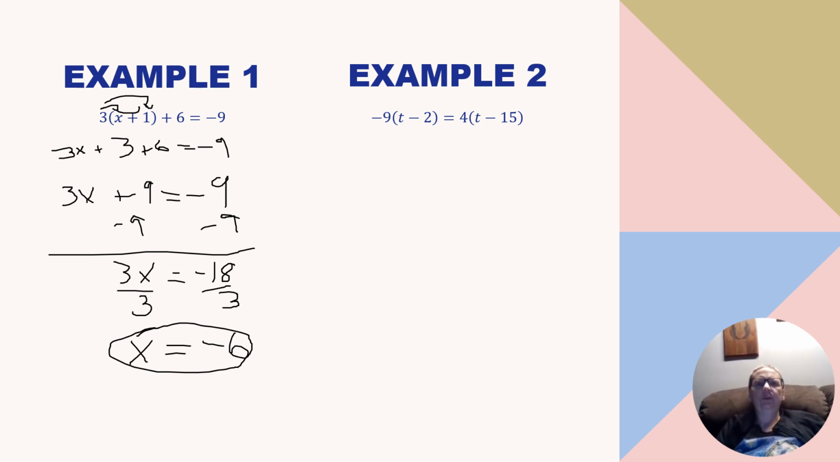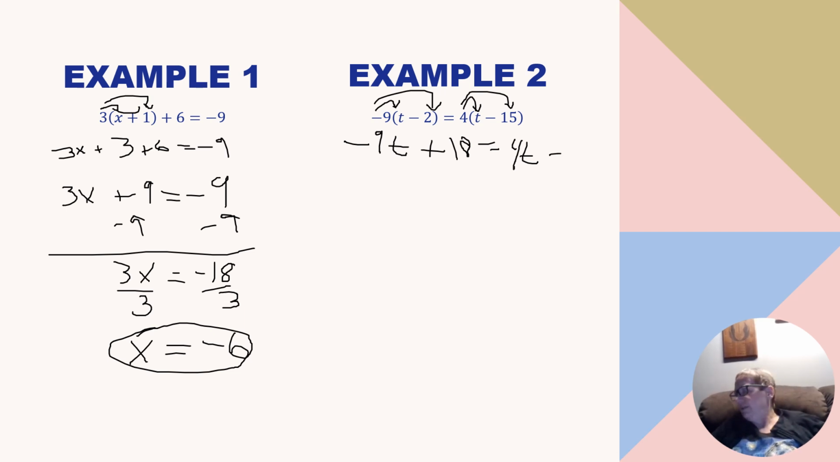All right, in example 2, we have an equation that has distributions on both sides. We have negative 9 times the quantity t minus 2 equals 4 times the quantity t minus 15. So I'm going to start by simplifying both sides of the equation by distributing both of these things through. So negative 9 times t, negative 9 times negative 2 is positive 18. And then on the other side, I have 4 times t. And then 4 times negative 15 is, I think, 60.